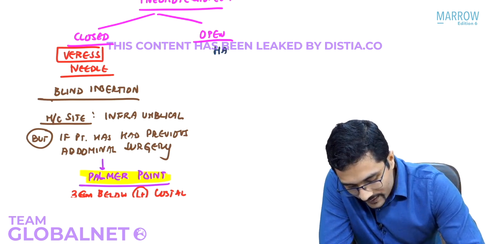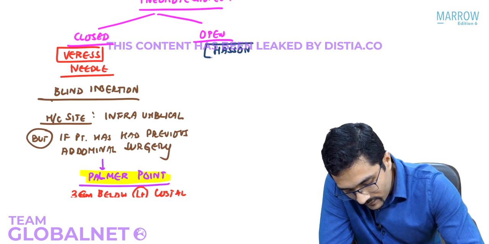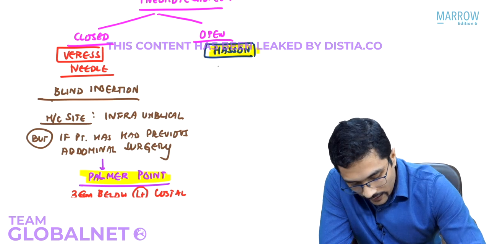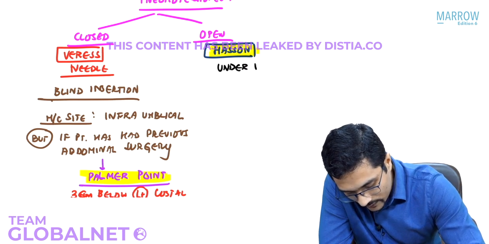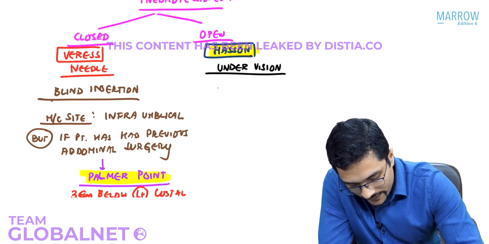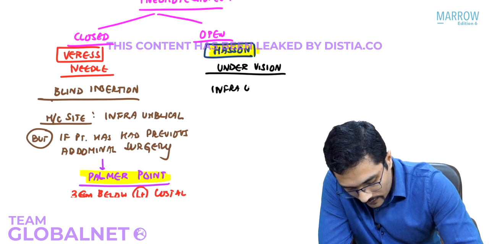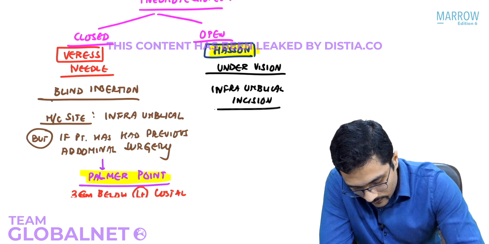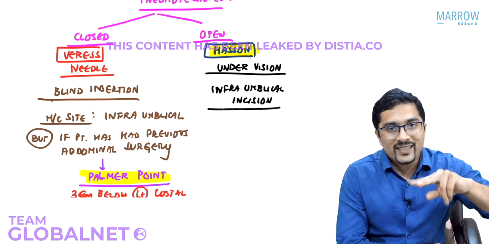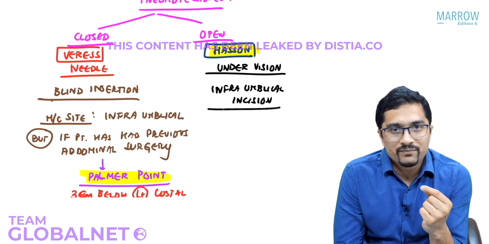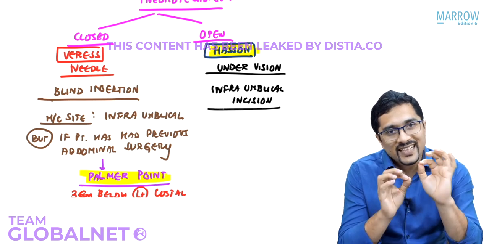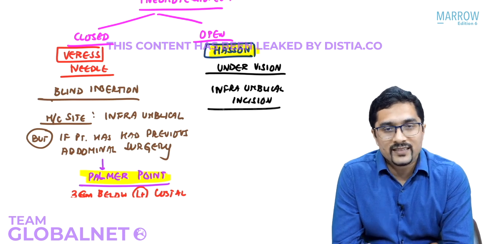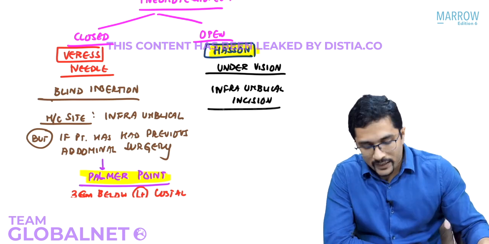This is also known as the Hassan's method. Now the Hassan's method is done under vision, right? We are going to make an infraumbilical incision. I will make an infraumbilical incision, and under vision, I will keep on dissecting till I reach the peritoneum. And under vision, I will incise the peritoneum and then I will start putting in carbon dioxide, right? So everything is happening under vision.